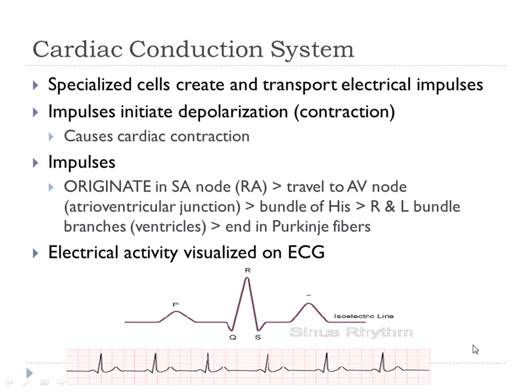So realize that, like I said, the SA node is the natural pacemaker of the heart. That's where the electrical activity originates in the heart, the SA node. It then travels through the atria, and then it goes down to the atrioventricular node. And the atrioventricular node sends that impulse out through the bundle of His, the Purkinje fibers, and out into the ventricles, and therefore causing the ventricles to contract. And also when the electrical activity goes to the atrium, they also contract.